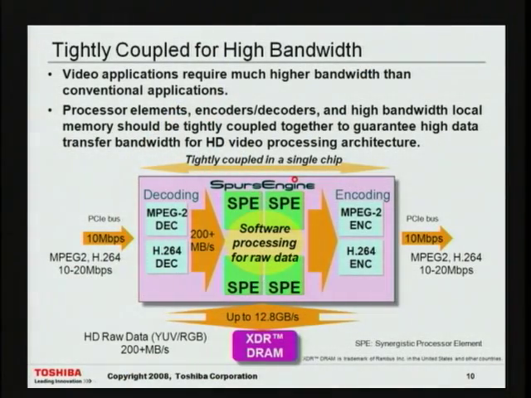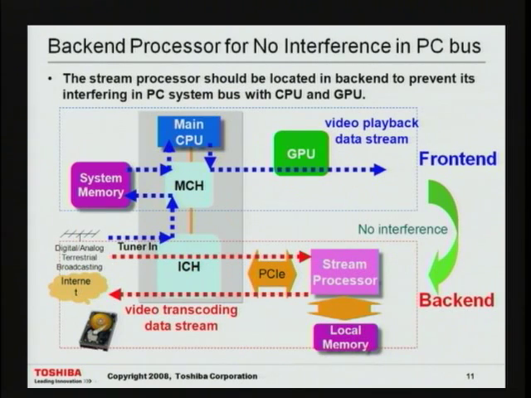In typical usage of SpursEngine as a stream processor, only encoded streams are transferred on the PCI Express bus. But the PCI Express interface is still capable of transferring HD raw data in YUV or RGB format if you need. So SpursEngine works as a back-end processor. SpursEngine is attached on the PCI Express bus in a PC system. It doesn't interfere in the PC system bus with CPU and GPU.